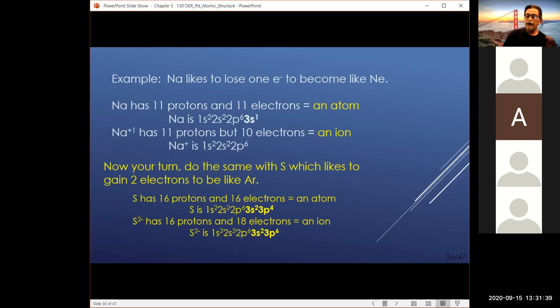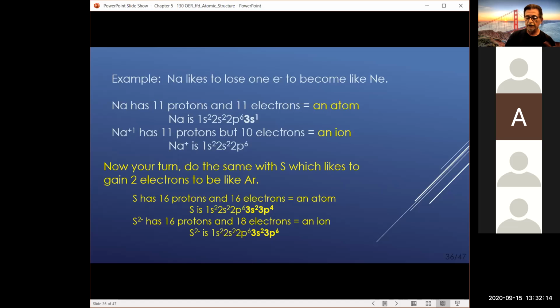And so when it gains 2 electrons, that 3p4 of the element has room for 2 more electrons. So it will pick up 2 electrons, okay? And so it still has 16 protons, like sodium did when it became an ion, but now it has 18 electrons, okay? And the net charge, 16 positives, 18 negatives. We get a net charge of -2. Hence, when we write the ion, we put a superscript -2.